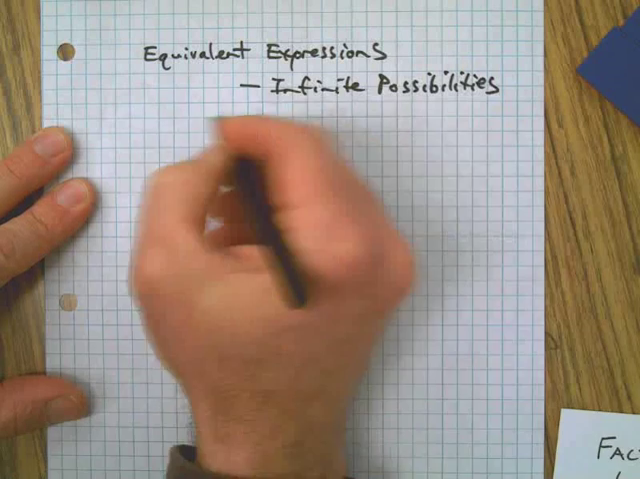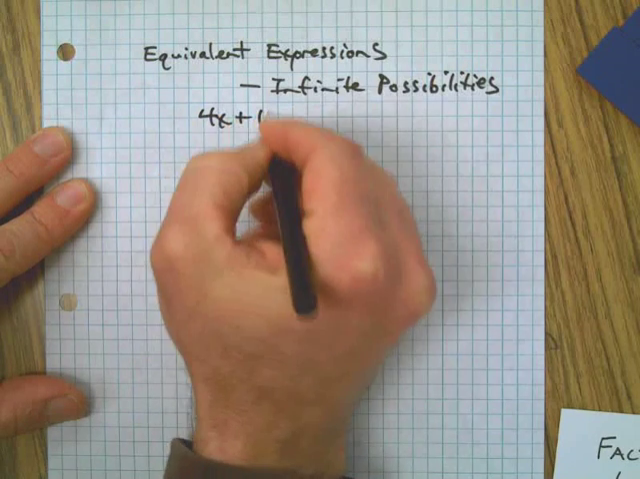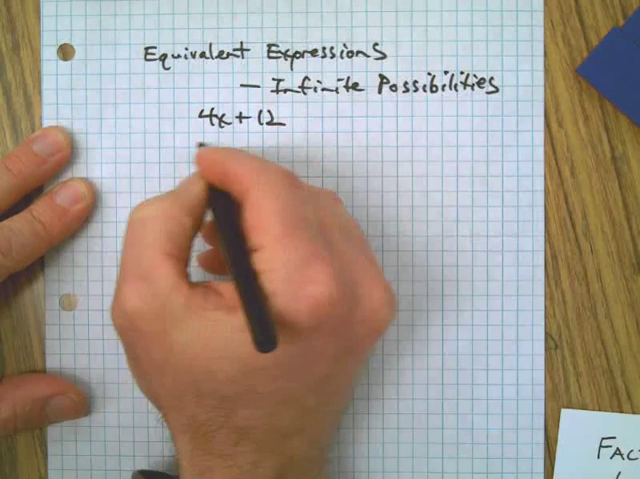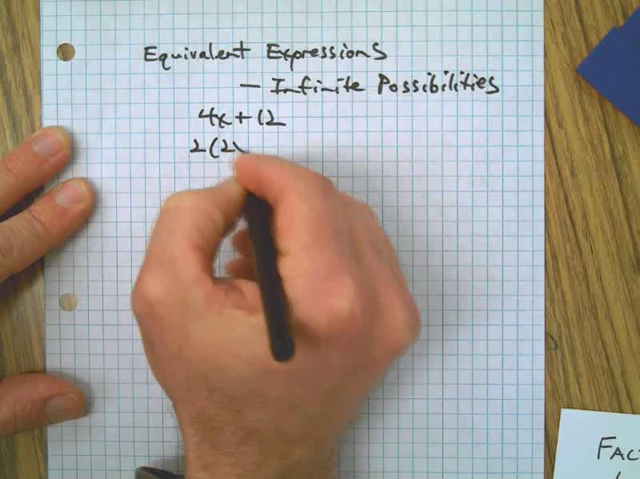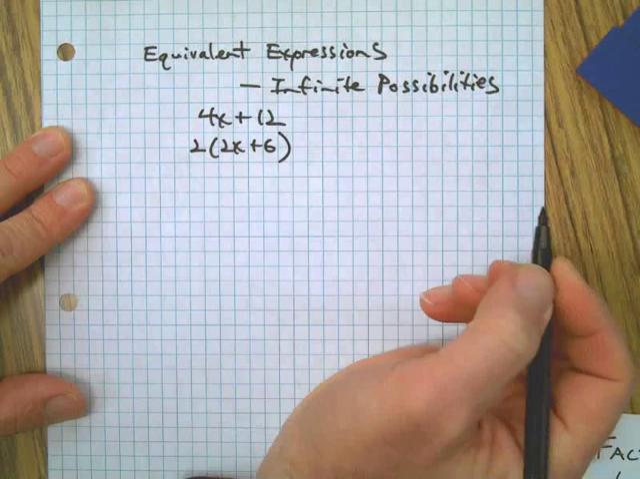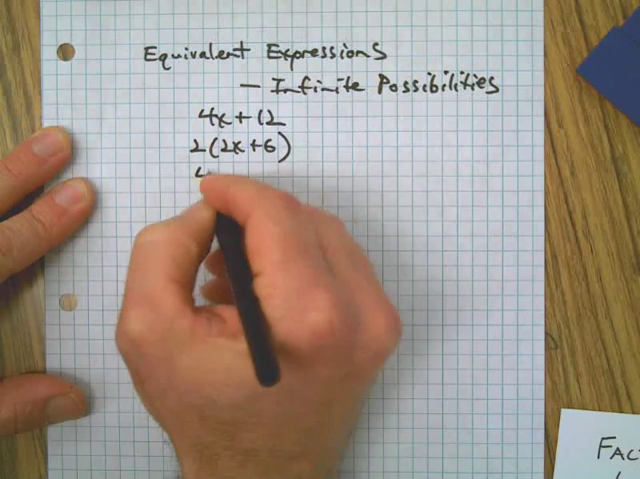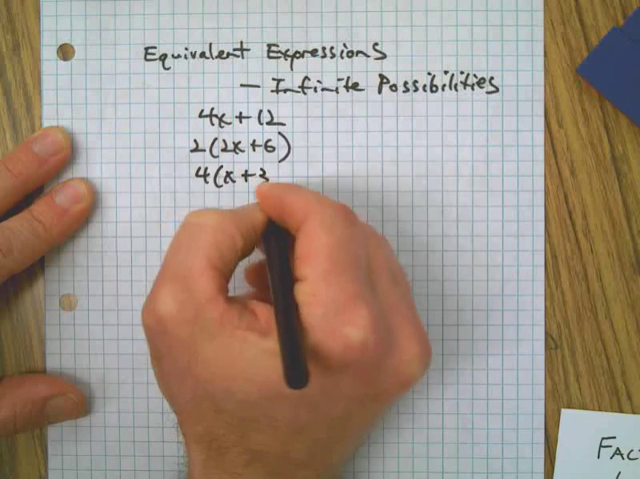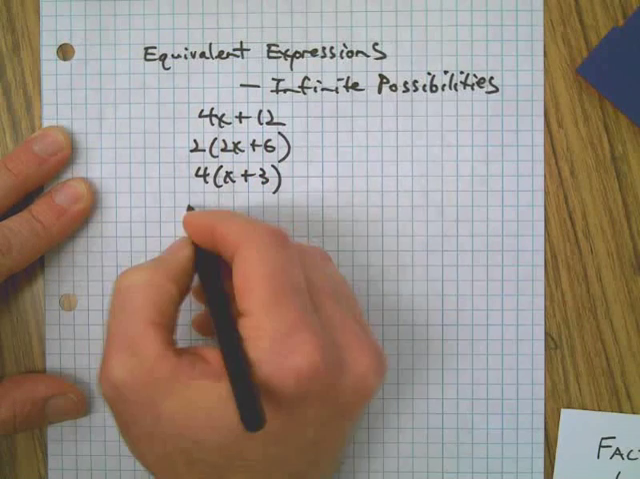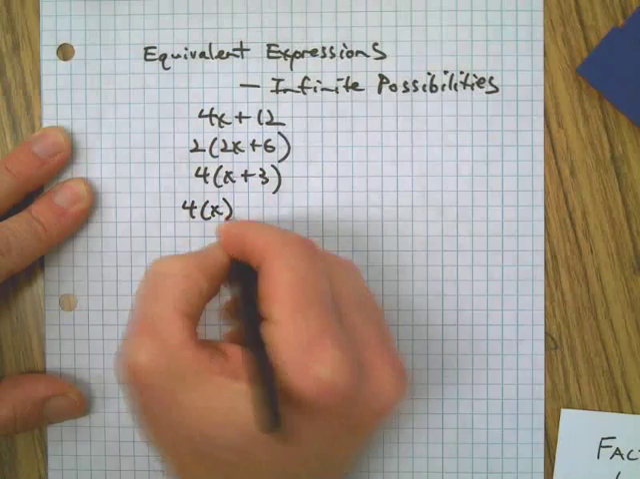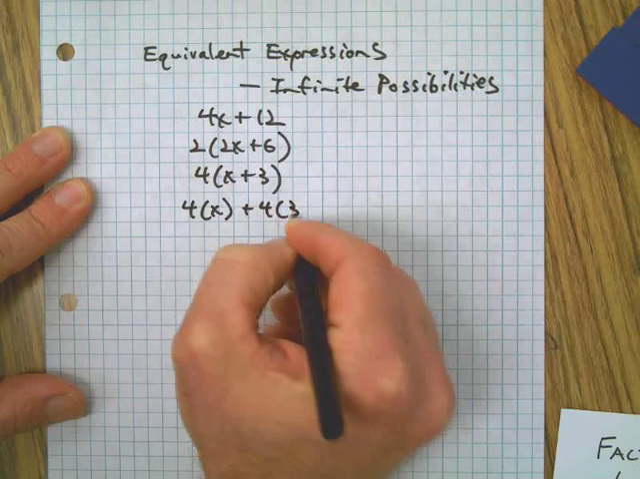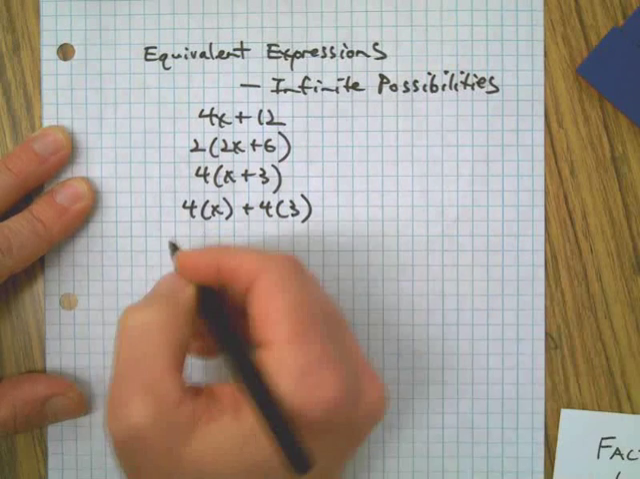For example, we can have 4x plus 12. And if we factor a 2 out of that, don't worry, we'll get to how to factor here in a second, it looks like that, but it's the same thing. If we factor a 4 out, it looks like that. If we distribute the 4 and show the distribution, it looks like that.